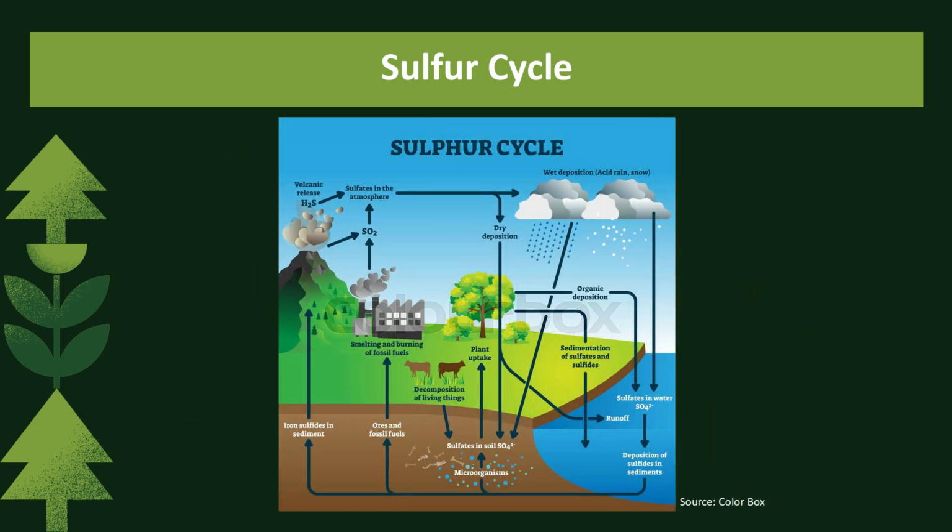In this diagram, we can trace sulfur's path through various environmental compartments. Notice how both natural processes like volcanic emissions and human activities contribute to the cycle. The illustration shows how sulfur moves through the atmosphere, living organisms, and back to the Earth's surface, highlighting the complex interactions between different Earth systems.